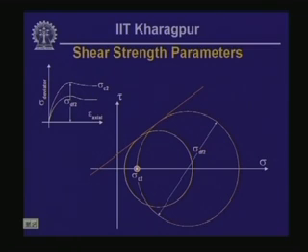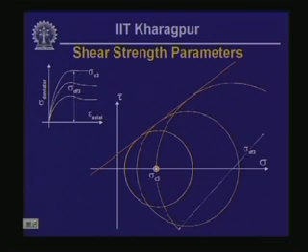Okay, then we do the same thing for the third test, and we get a third Mohr circle, a part of which is only shown on this plot, and here the minor principal stress, like the previous cases, is sigma C3, and the major principal stress is sigma C3 plus sigma df3.